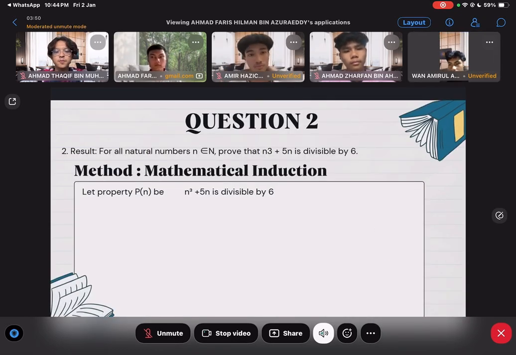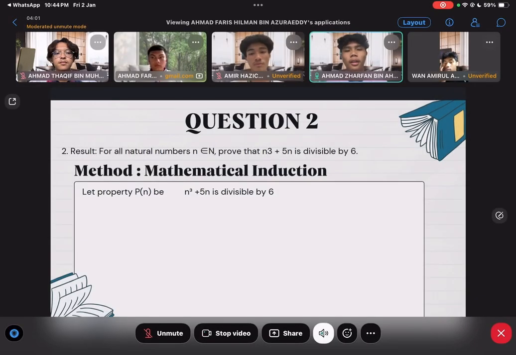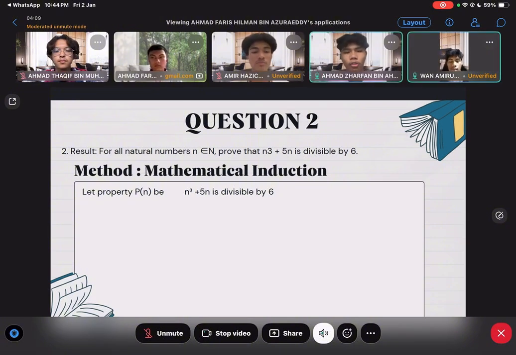So let's go with question 2. For all natural numbers n in N, prove that n cubed plus 5n is divisible by 6. We have three methods we use in question 2: first, mathematical induction, direct proof, and contradiction. Let the property P(n) be that n cubed plus 5n is divisible by 6.